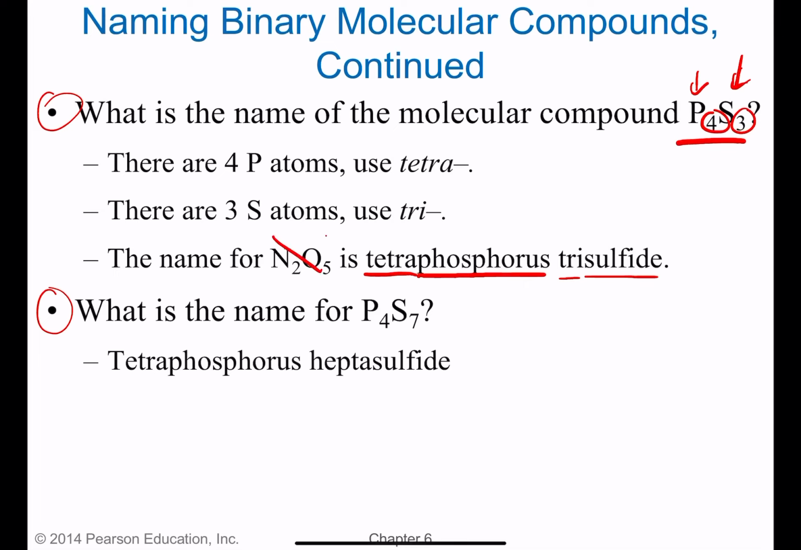And then this is obviously a mistake here. I should go and edit these slides and fix it. This one that I just X'd out, this would be dinitrogen pentoxide, in case you were wondering. For this one, what is the name for P4S7? So again, P for phosphorus, so it's just phosphorus. 4 of them, we're going to do tetra. Sulfur becomes sulfide, and then 7 has the prefix hepta, so tetraphosphorus heptasulfide.